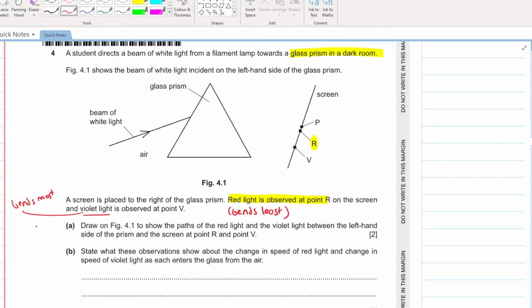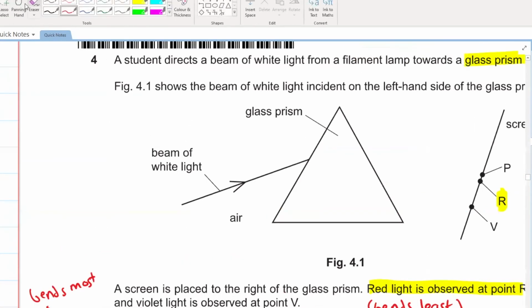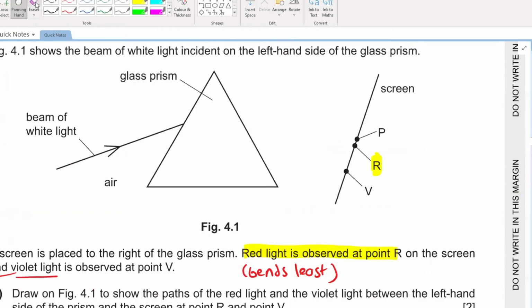Now, this is a very interesting question. We have to draw the paths. So, just focus a bit. First and foremost, what will you do? You will draw a normal here. What we can do here is draw a normal like this. Perfect. This is your normal.